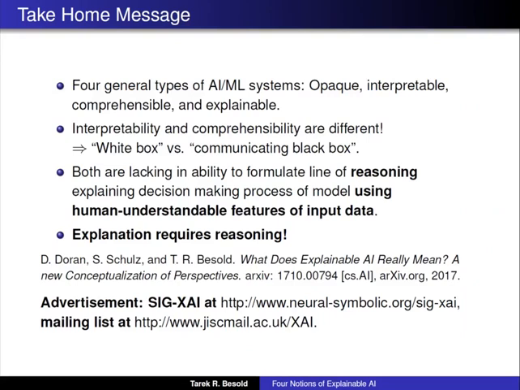Summarizing, I introduced Opaque, Interpretable, Comprehensible, and Explainable Systems as a categorization, and we of course happily invite you to use the same in your work, create a bit more clarity, and boost our citation scores on Google Scholar. It has to be noted that interpretability and comprehensibility are different. Interpretability presumably are white box systems. Comprehensible systems can perfectly be black boxes as long as they are communicating. Both of these approaches lack in the capability to reason and to actually provide complete narratives. We think that explanation necessarily requires reasoning.